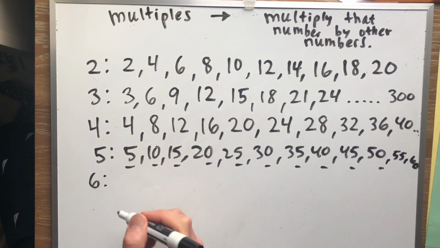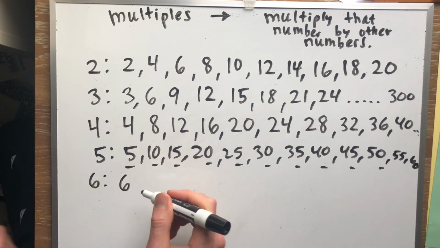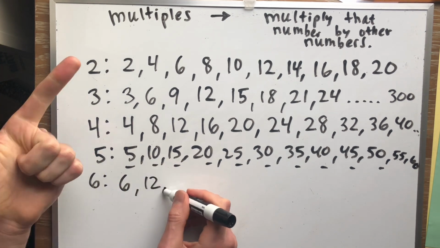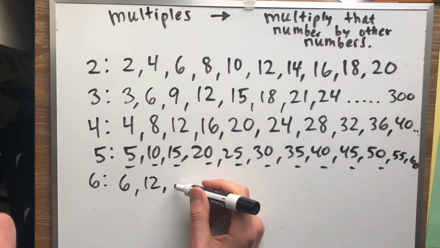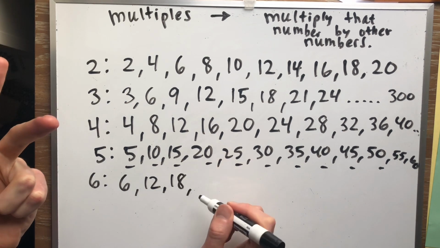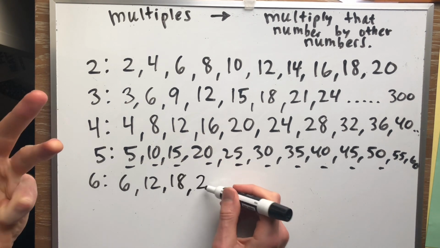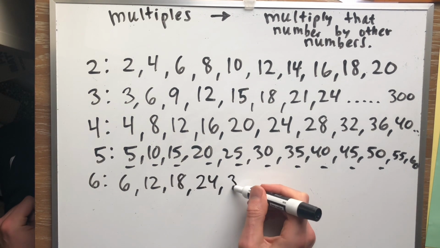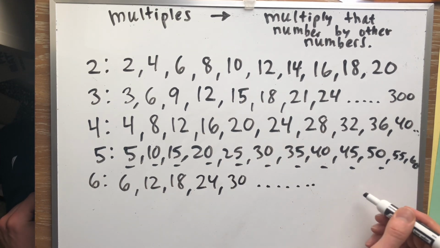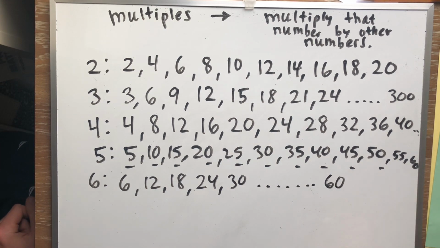6. 6 times 1 is 6. 6 times 2 is 12. 6 times 3 is 18. 6 times 4 is 24. 6 times 5 is 30. All the way up to 6 times 10 is 60.